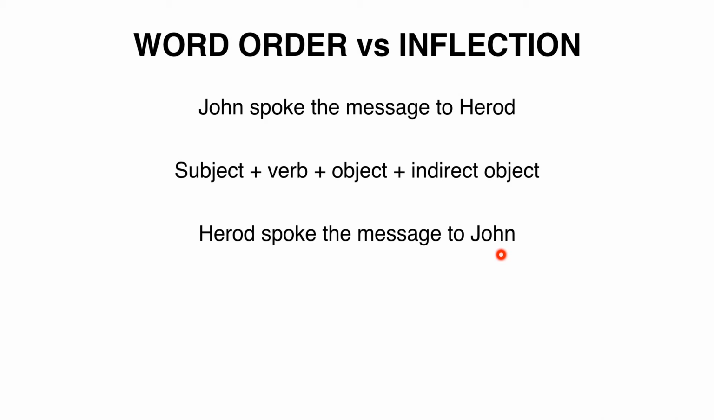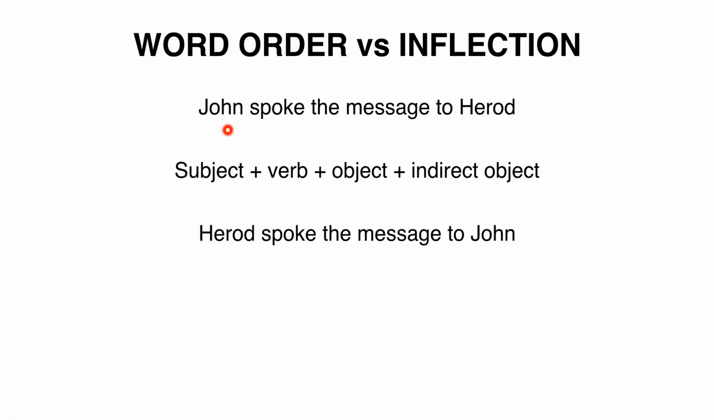Now what's changed in this sentence compared to this sentence? Well, obviously, the word order. We've put Herod at the beginning of the sentence and John at the end. And now those words have a different function in the sentence. Now, while English is heavily dependent on word order to communicate the relationships like this between words, in Greek, it's not like that.